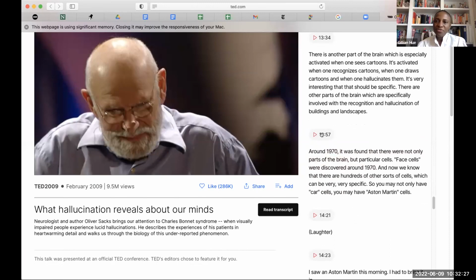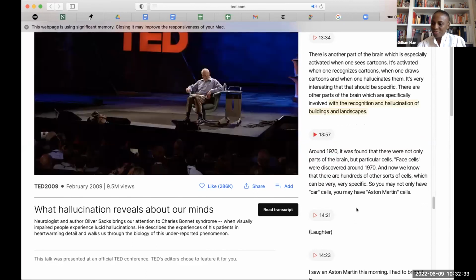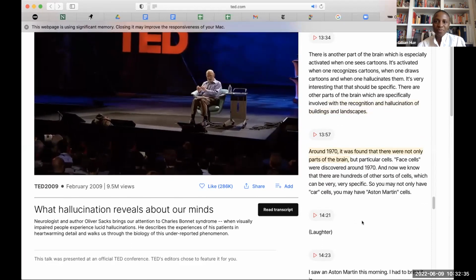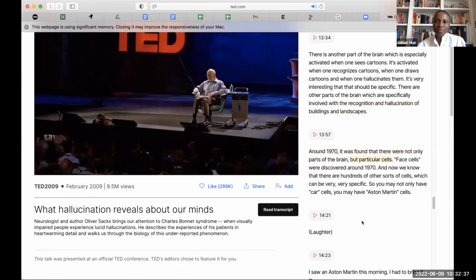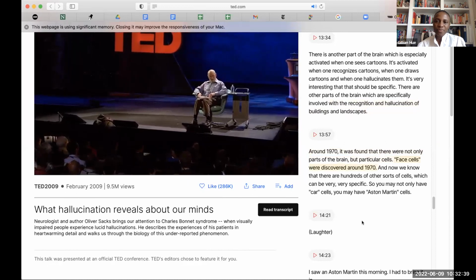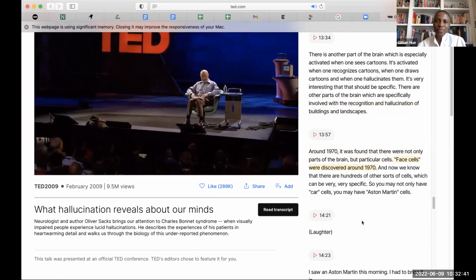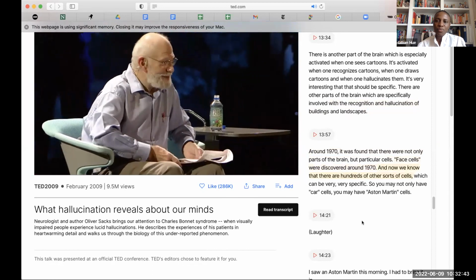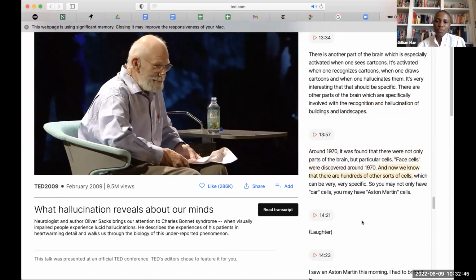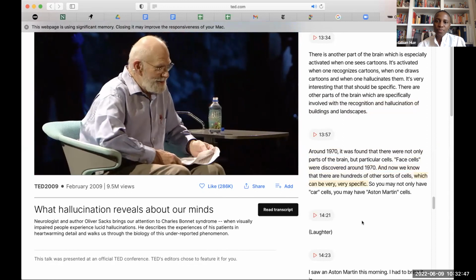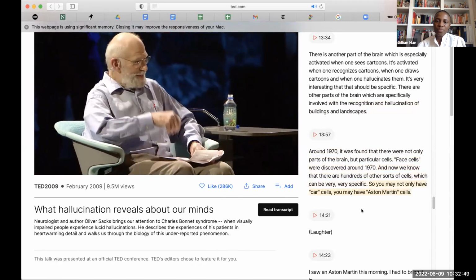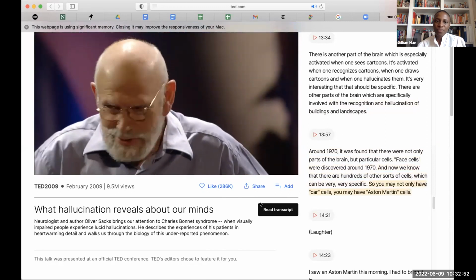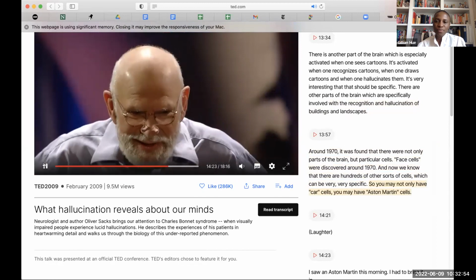Okay, I'm going to very quickly, I know we need to break, but I just want to play this one last section. It was found that there were not only parts of the brain, but particular cells, face cells, were discovered around 1970. And now we know that there are hundreds of other sorts of cells, which can be very, very specific. So you may not only have car cells, you may have Aston Martin cells.